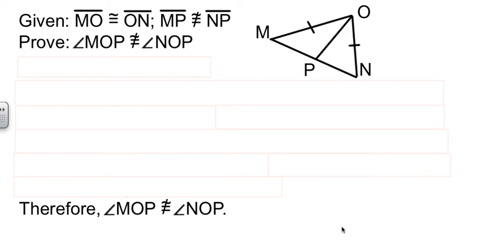So that's indirect proofs. Again, yes, I know it's weird, it's tricky, it's funky, but we can get through this. And fortunately, we don't have to do very many of them.